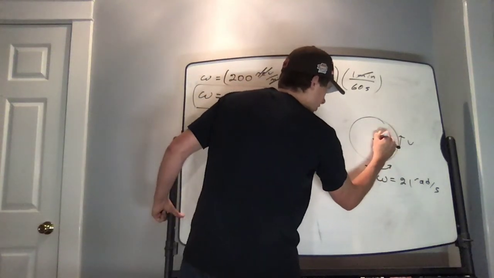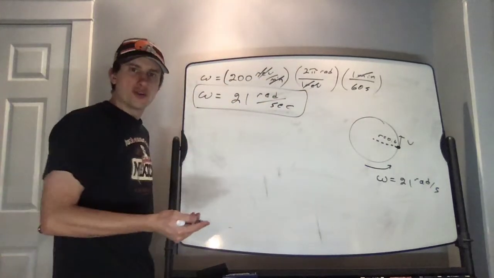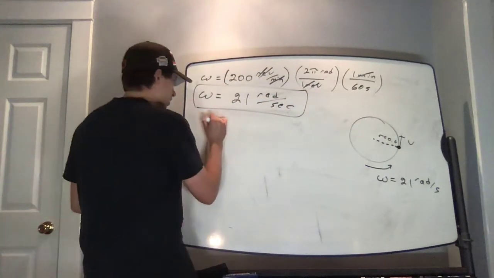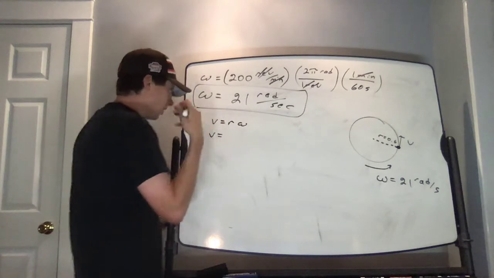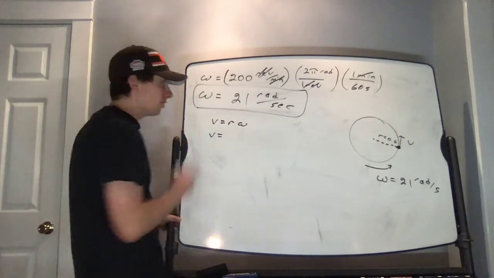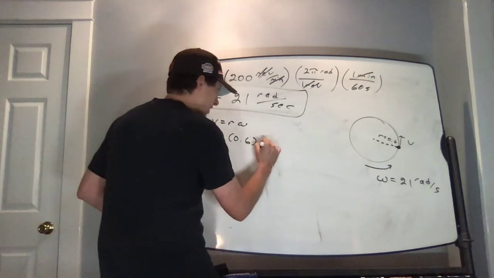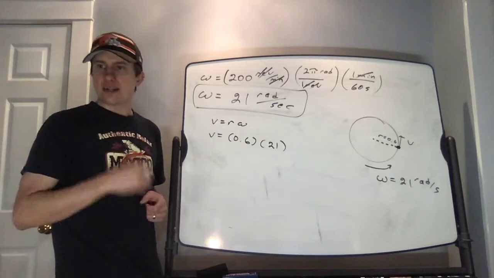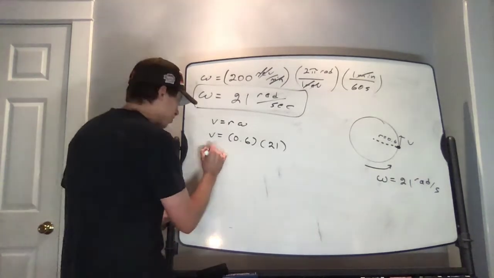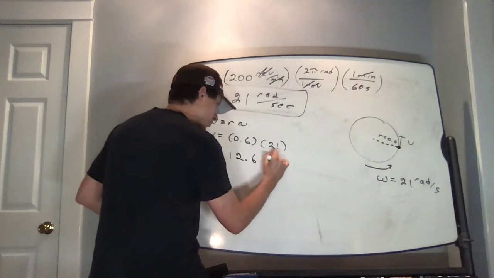The wheel has a radius of 0.6 meters, so I could use v equals r omega. With v equals r omega, I could say the speed of the point on the edge of the wheel is given as 0.6 times omega, 21. And when I put that in a calculator, I find the speed of a point on the edge of the wheel is 12.6 meters per second.